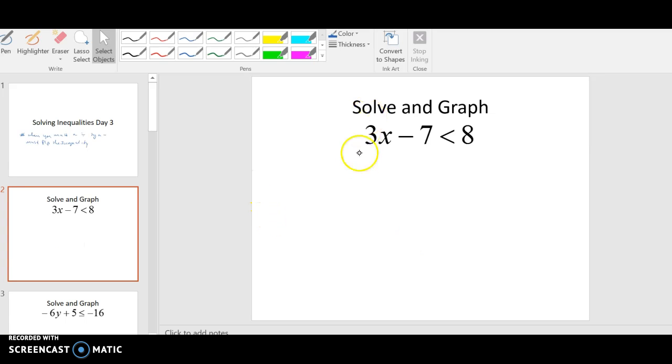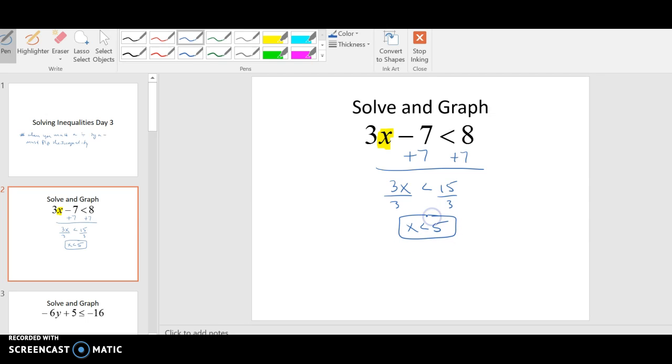So looking at example 1 here. Again, our goal is to get x by itself. We always undo addition or subtraction first. So how do I get rid of the 7? Since it's minus 7, I'm going to go ahead and add it. Line it up under the 8. I get 3x is less than 15. Now I divide by 3, and x is less than 5. Okay.